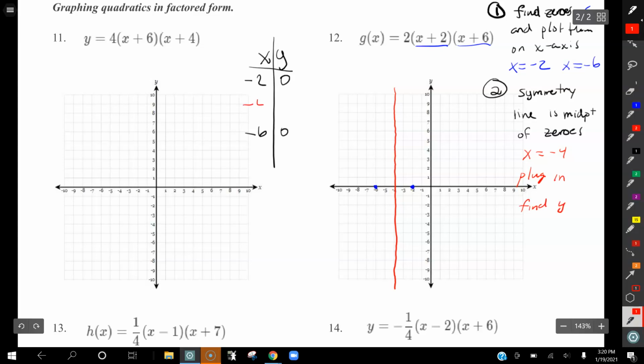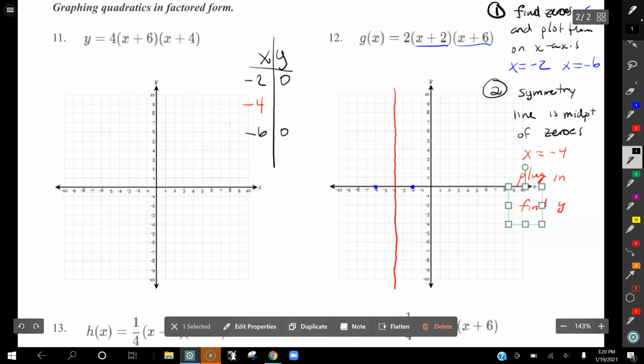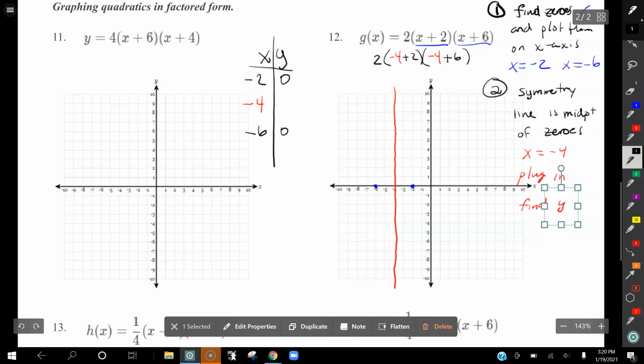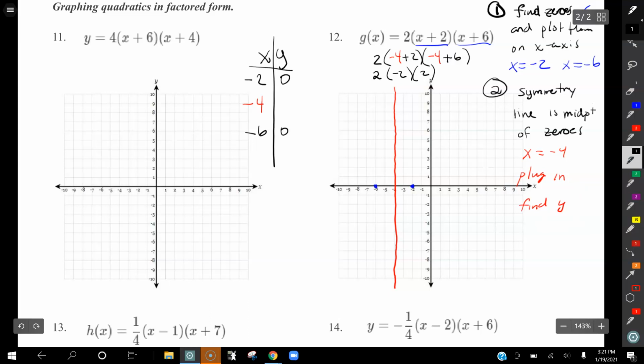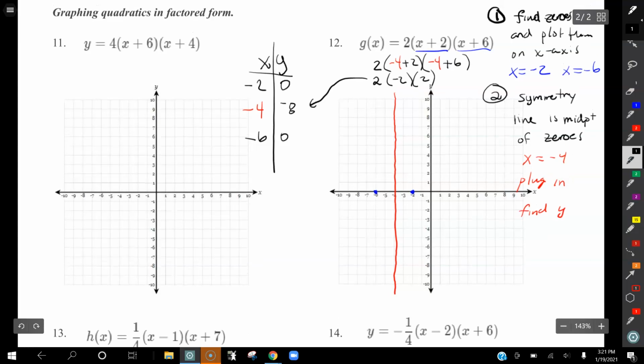So I'm going to stick -4 in this equation and solve it and see what we get. Up above here, I'm going to have 2 times parentheses, -4 plus 2, and then my other parentheses, -4 plus 6. When I multiply this out, there's no need to distribute. We can do what's inside parentheses first. So I have 2 times -2 times positive 2. 2 times negative 2 times positive 2 turns into negative 8.